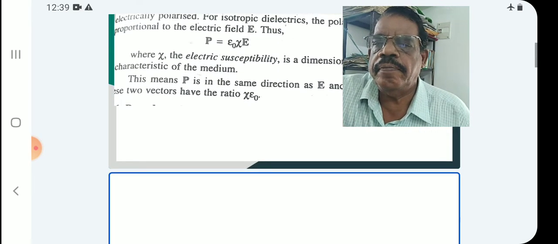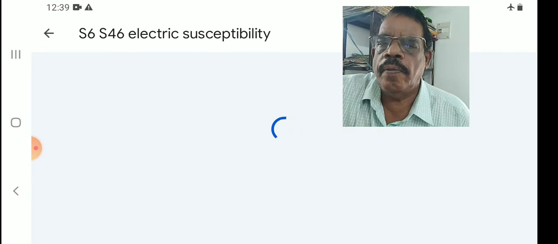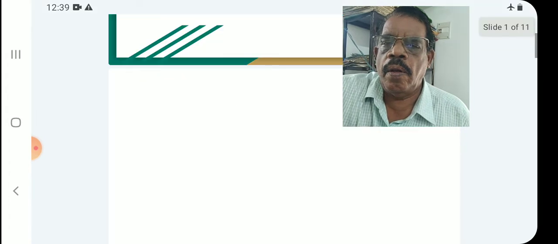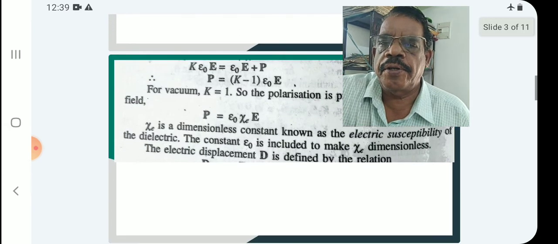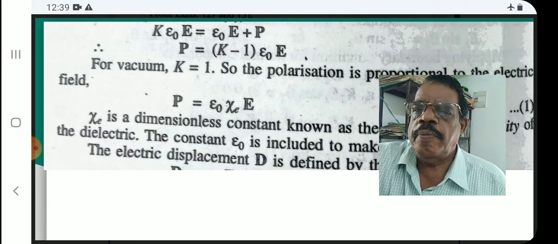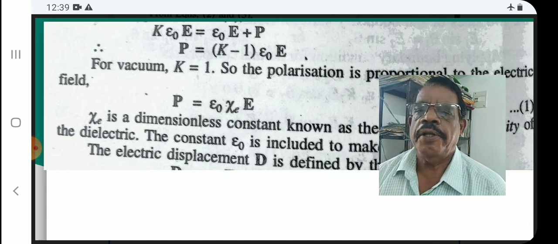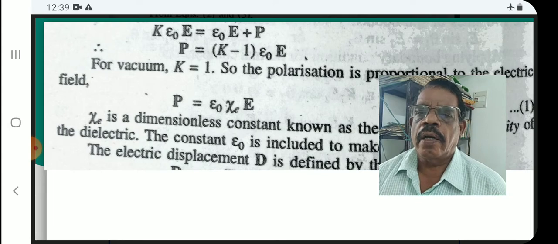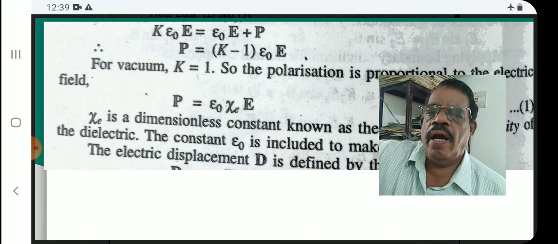From 2 and 3, we can write K epsilon 0 E, that is D. K epsilon 0 E is equal to epsilon 0 E plus P, and you transpose and find P. P is equal to K minus 1 epsilon 0 E, or since K is epsilon R, P is epsilon R minus 1 epsilon 0 E. That is the equation. And for vacuum K is equal to 1.